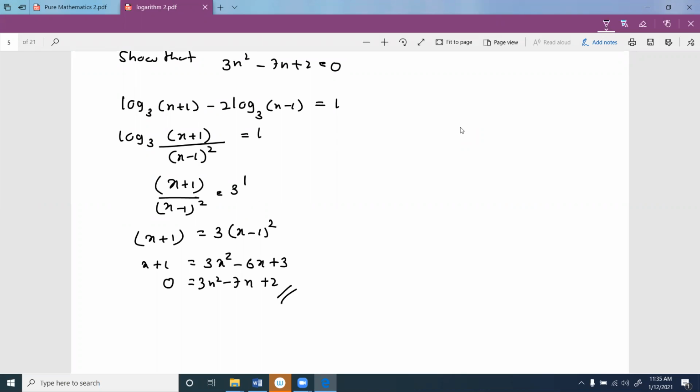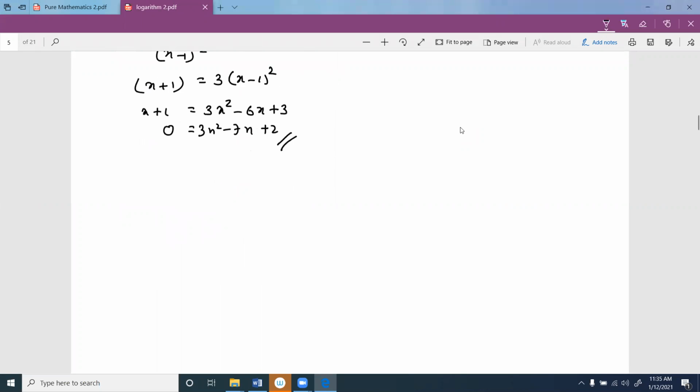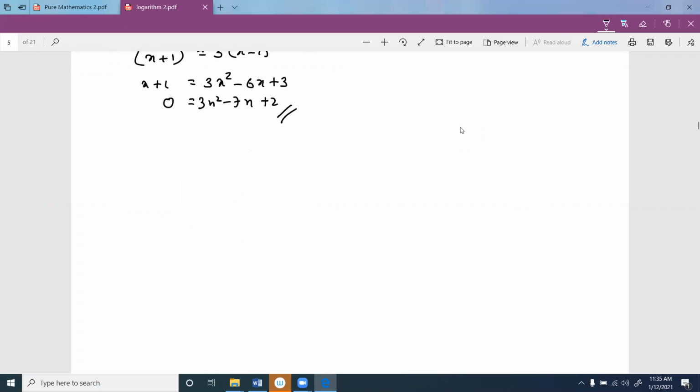Yes, sometimes we might come across this kind of situation as well. They might give you a plus b equals 2. Then they give us log 3a plus log 3b equals 1. They ask us to solve these simultaneous equations.